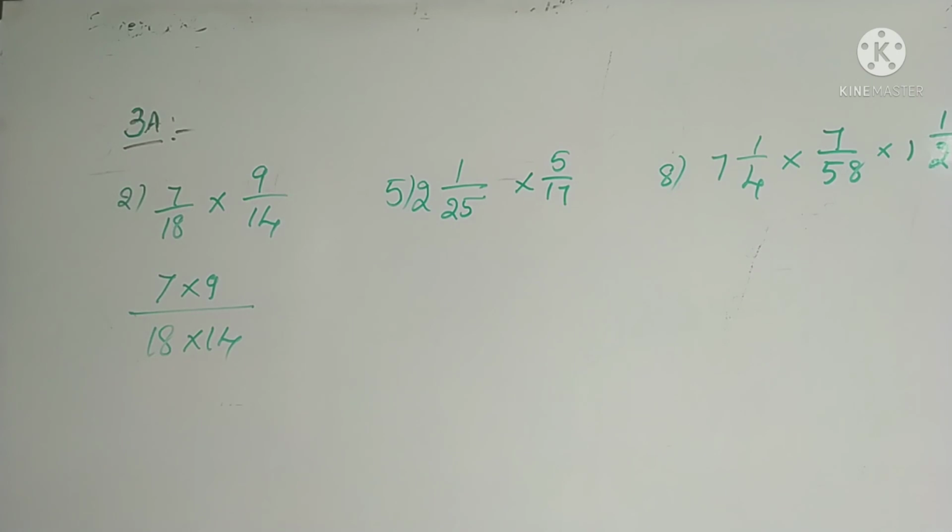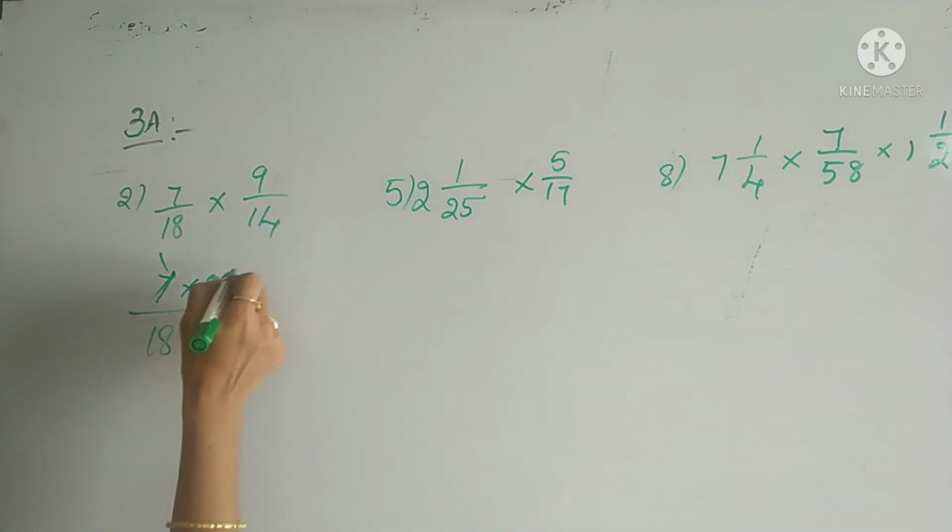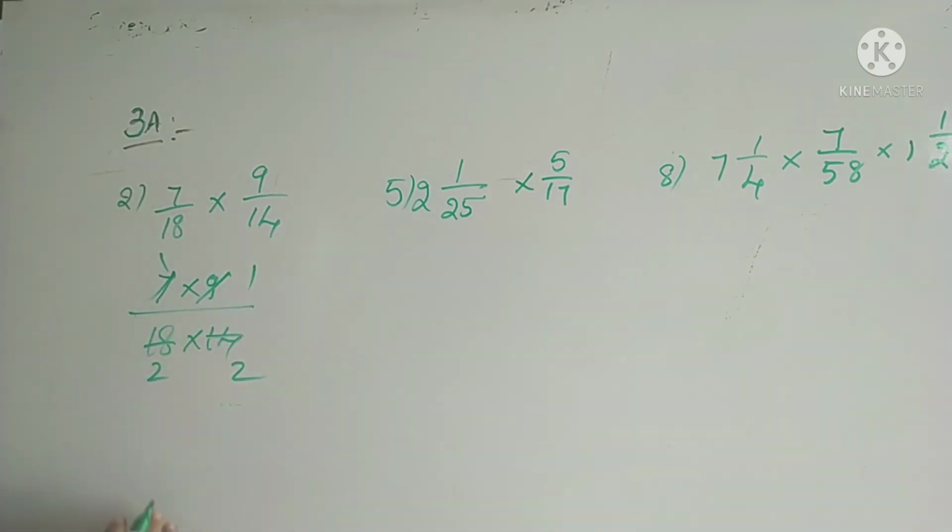Any table you can use here. See, directly I can use the 7th table and 9th table. 7 one time, 7 two times, 9 one time, 9 two times. The remaining terms: write down 1 into 1. We have cancelled, now 1 into 1 divided by 2 into 2. So what is your answer? 1 by 4. 1 into 1 is 1, 2 into 2 is 4. Like that you have to do the product of fractions.